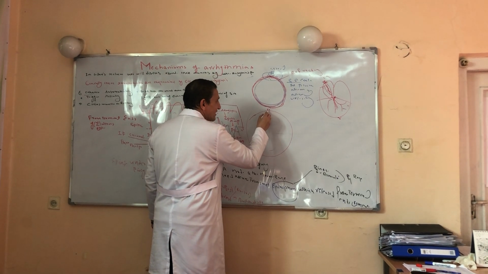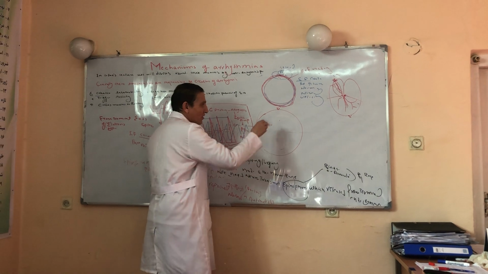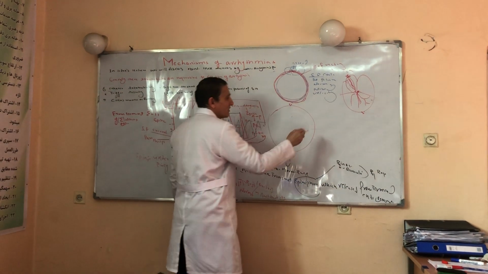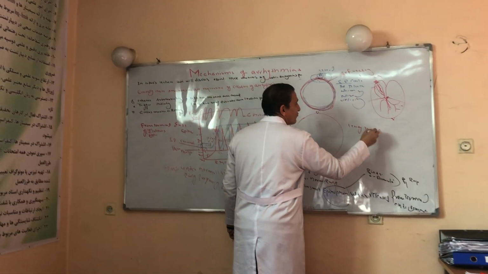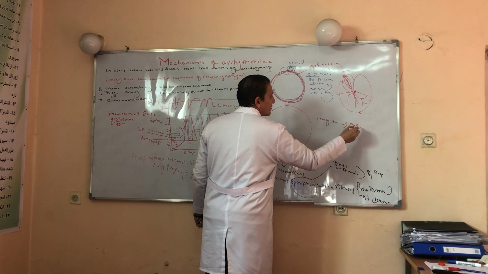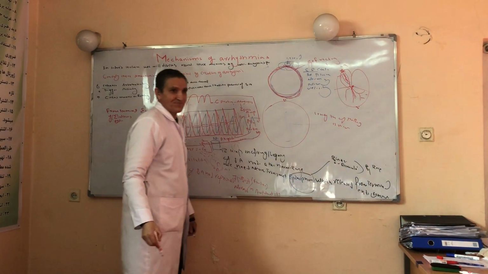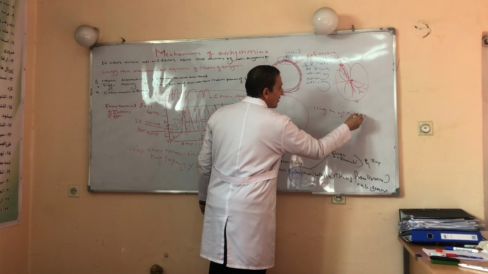The impulse again is generated here. This time the length of the pathway is normal, conduction is normal. This time the length of the pathway is longer. Length of pathway: this pathway is normal. The length of the pathway is longer.